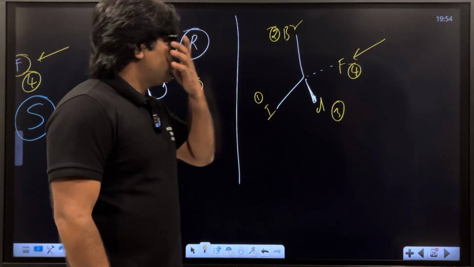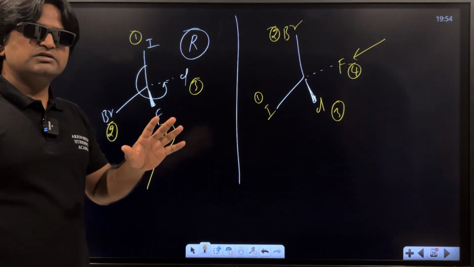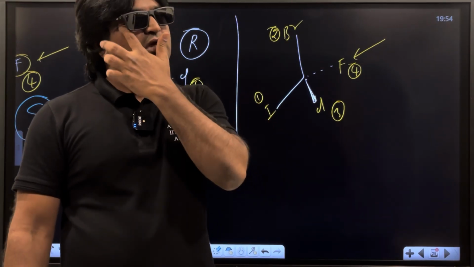Okay, you can also do like this. Otherwise, if the fourth priority is present on the thick wedge, if it is in clockwise direction, S configuration; anti-clockwise direction, R configuration.